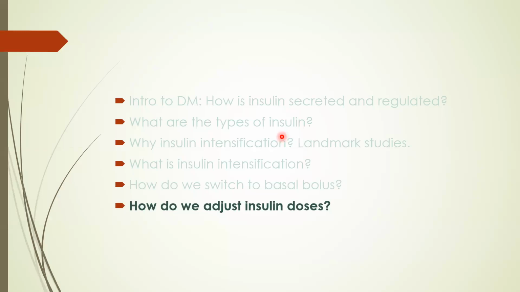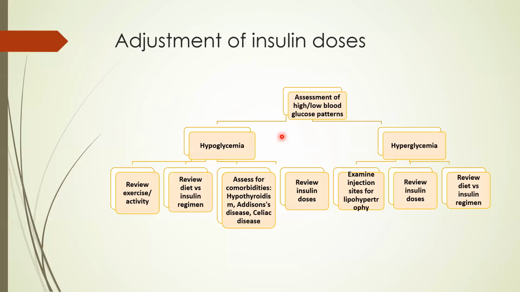Finally, how do we adjust insulin doses? You'd expect that by the time the patient is being discharged from the ward, they know how to monitor their glucose and write down their glucose levels and the amount of insulin that they are giving, plus the correction factor, in the diary. And so they'll come with that diary to your clinic. You will review the diary and advise on adjustment of insulin doses. So this is basically how you assess high or low blood glucose patterns.